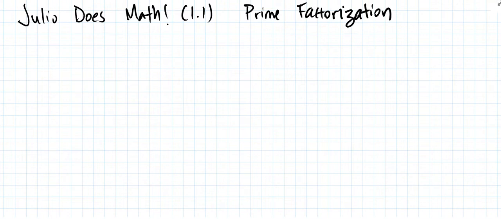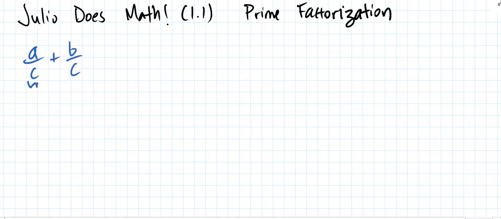Alright, in our last video we were going over the properties of fractions and we stumbled upon having to have, let's say, a over c plus b over c. So we noticed that they had to have the same denominator. Okay. So one method of achieving the same denominator is to use prime factorization. Okay, and I'll show you why in a second.